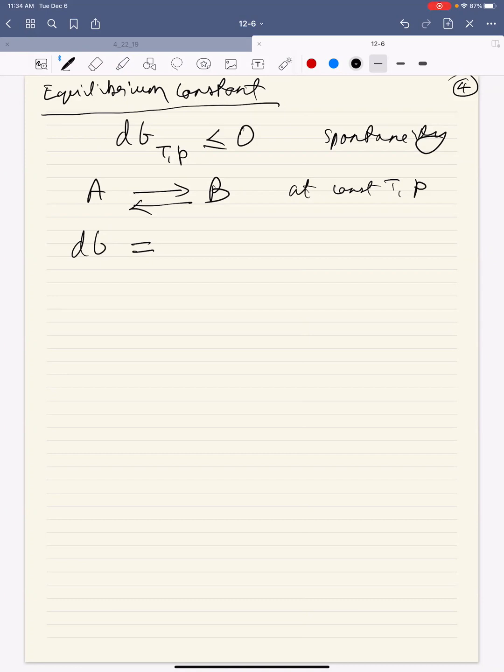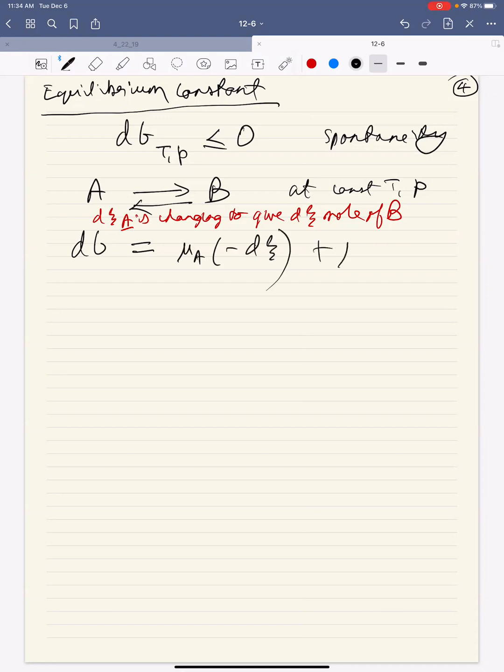So let's say that d psi moles of A is changing to give d psi moles of B. If you don't like my psi, you can just call it d squiggly, okay? It doesn't matter. D squiggly moles of A is going to d squiggly moles of B. So if we have this, now what can we say about dG? It will be mu A multiplied by minus d squiggly, because some A was lost, plus mu B multiplied by plus d squiggly because some B was created, right? So this is going to be mu B minus mu A multiplied by d psi.